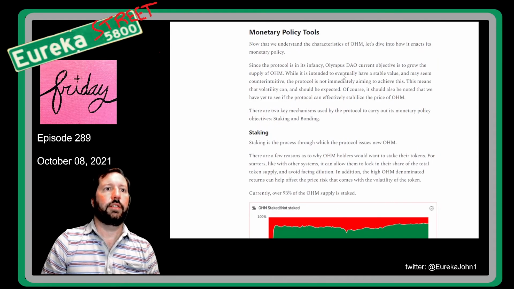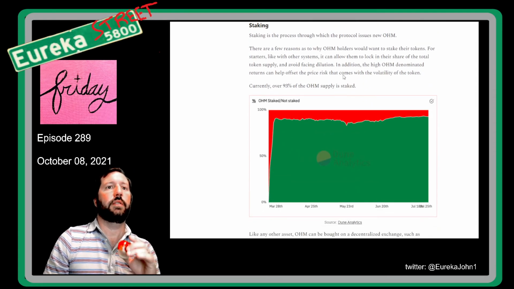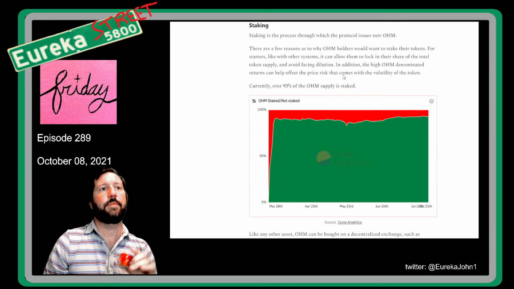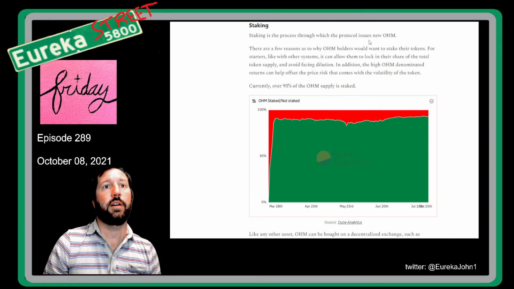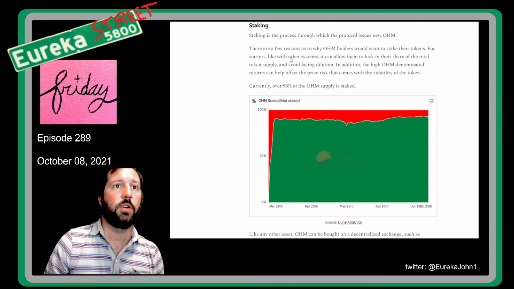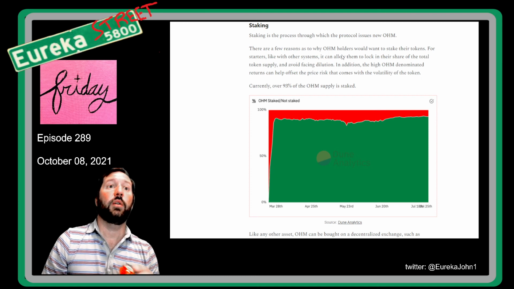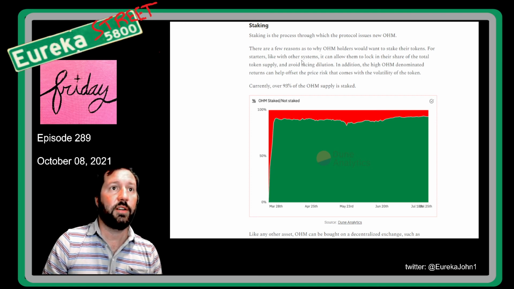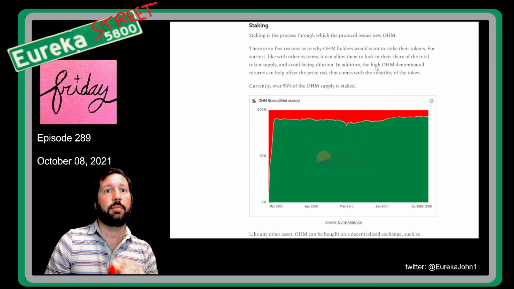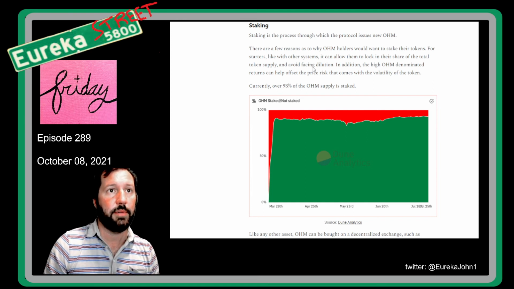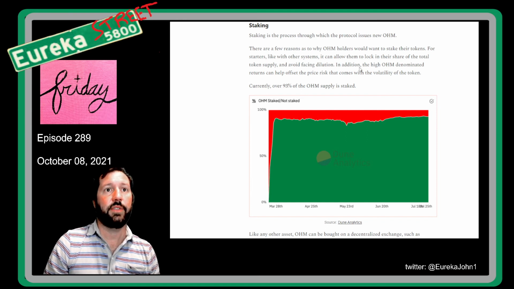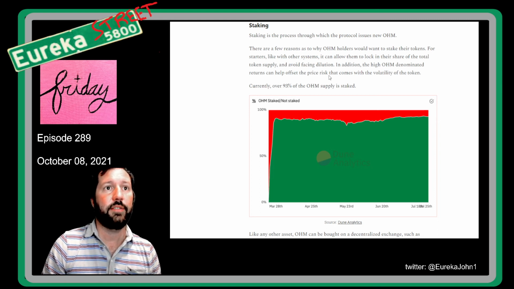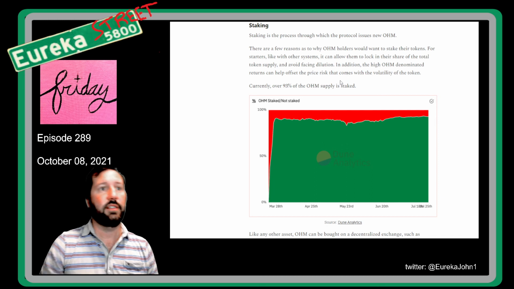Okay, so these are the monetary policy tools. The two best things you can do are stake and bond. So staking is the process through which the protocol issues new Ohm. There are reasons why Ohm holders want to stake their tokens. For starters, like with other systems, it can allow them to lock in their share of the total token supply and avoid facing dilution. In addition, the high Ohm-denominated returns can help offset the price risk that comes with the volatility of the token.